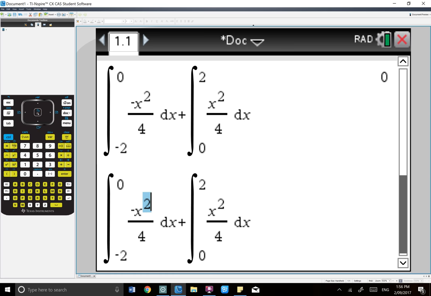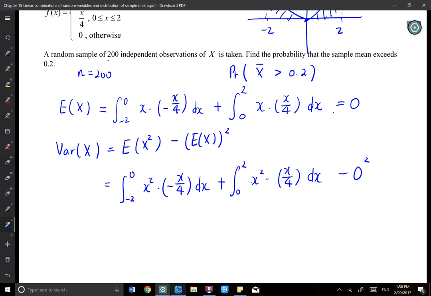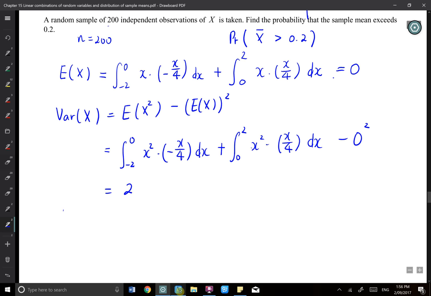So that one will become cubic. That one will become cubic. Agree? That's a 2. Well, the variance of X is 2. So what's the standard deviation of X? Well, I'll use mu here to distinguish between that. What's the standard deviation? Root 2.